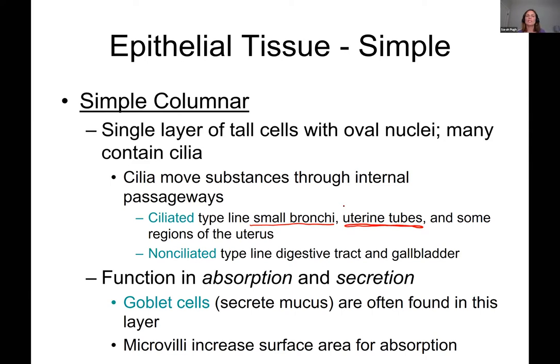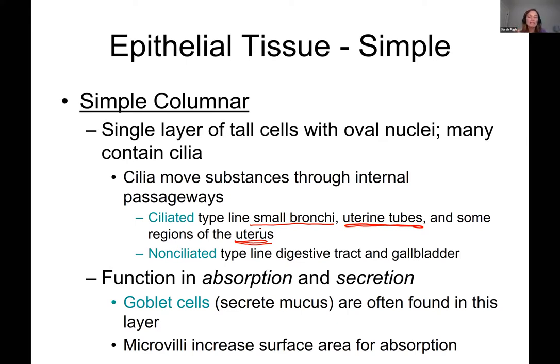What would the cilia be moving in the fallopian tubes? It's the egg, right? So when the ovaries release the egg, it's got to move down the fallopian tubes. So the cilia can help propel that egg through the fallopian tubes. And same thing in the uterus. Non-ciliated forms might be in like your digestive tract and your gallbladder, where you have muscle that is moving food.